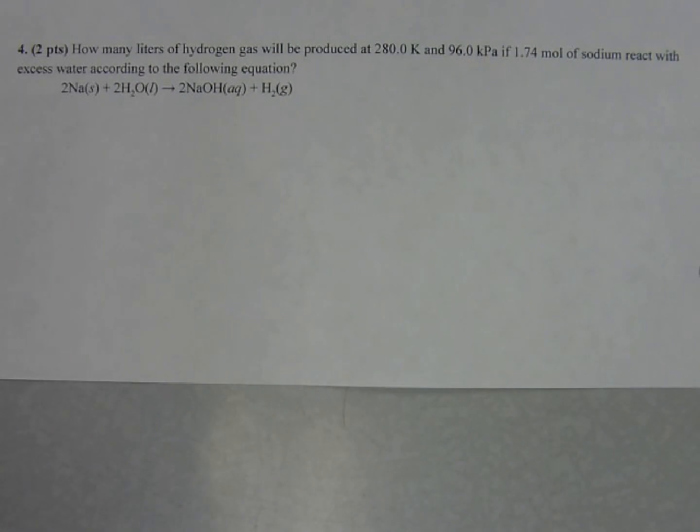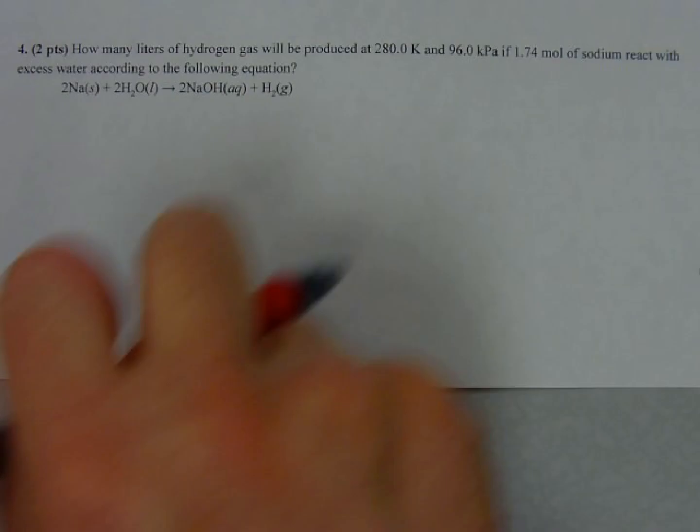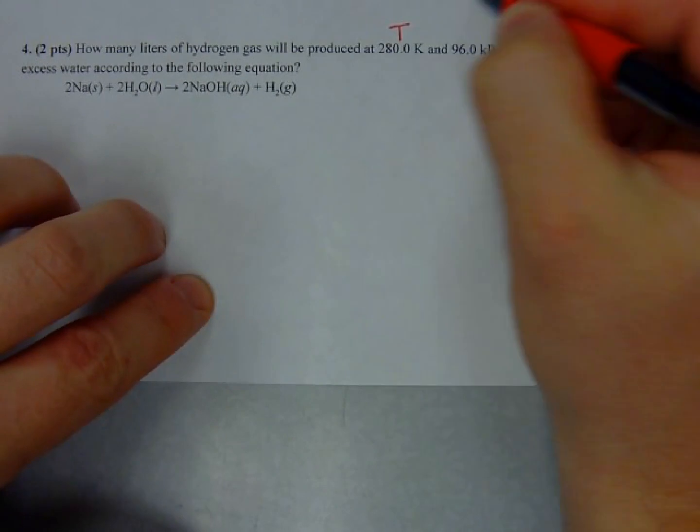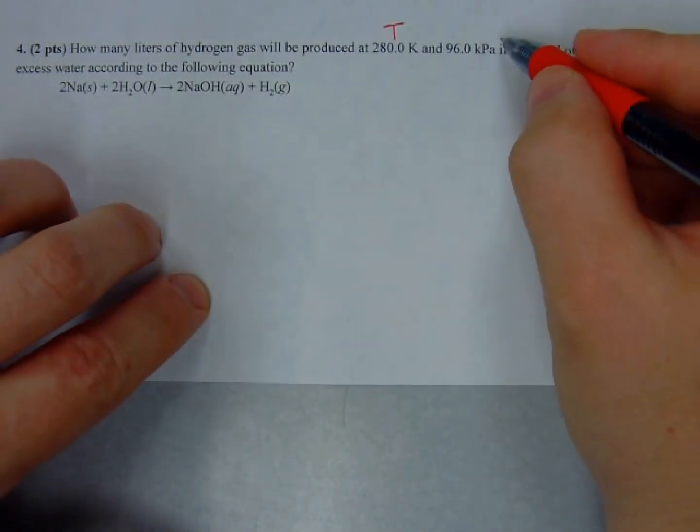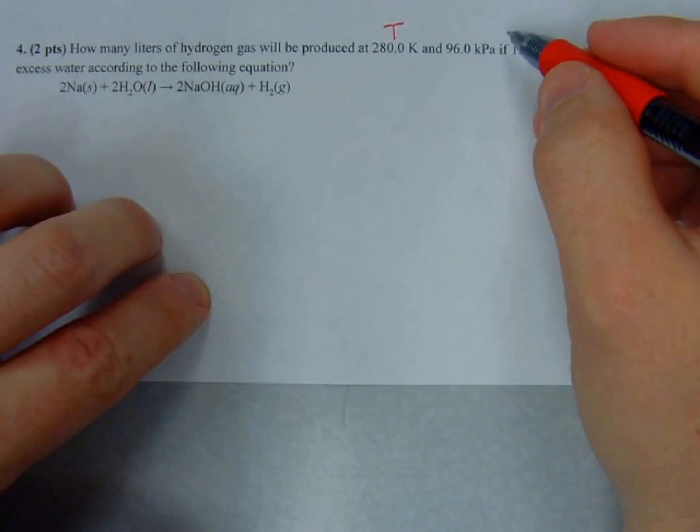Number 4. How many liters of hydrogen will be produced at 280.0 K? Oh, hey, look. They're giving us a temperature, and it's not in degrees Celsius. It's already in Kelvin. That's cool. And 96.0 kPa. Oh, well, that's where they're getting us, right?